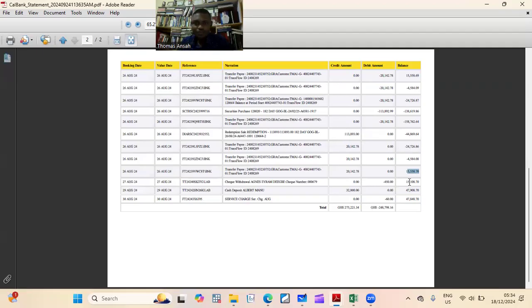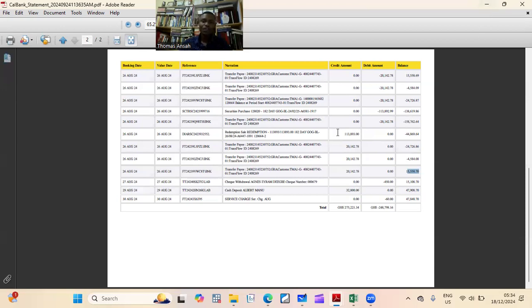You see it here. So this is a typical bank statement. They have the date. All right. The date, booking date, value date, reference, narration, debit, credit, and balance. So anytime amounts go to the credit side, it is increasing your balance. Anytime amounts go to the debit side, it is reducing your balance.